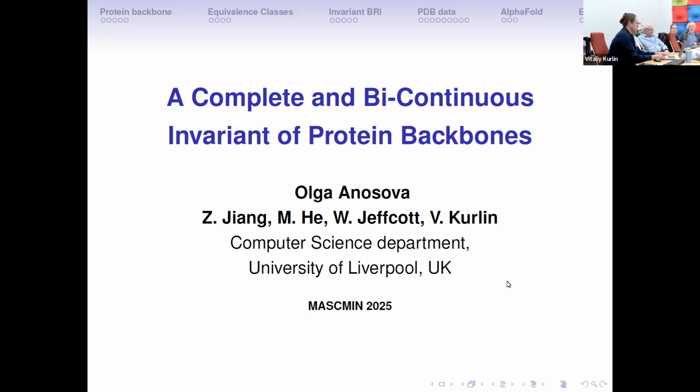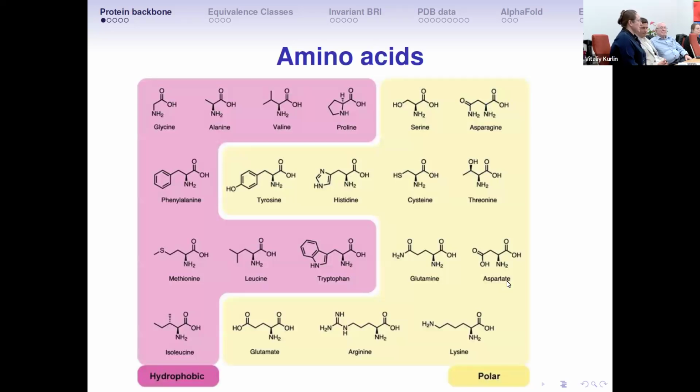Hello, everybody, and thank you for an opportunity to present here invariants of protein backbones. Since I think most of the audience here do not deal with proteins routinely, I will start from the very basics, that is from the definitions of the proteins. The building blocks of proteins are amino acids, and for the typical proteins, there are 20 of those, which you can see depicted here quite briefly.